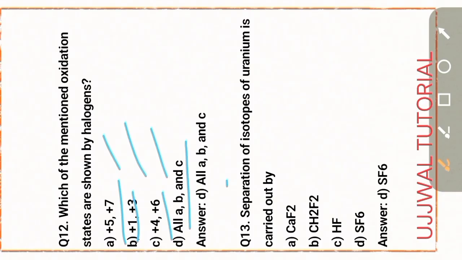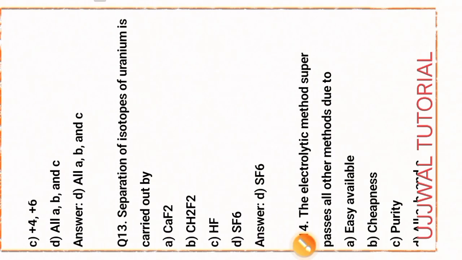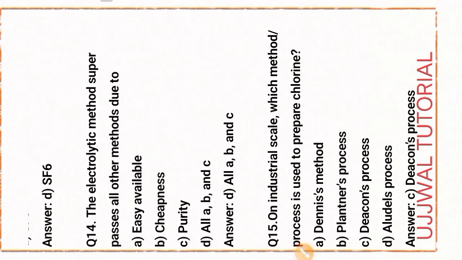Next, question number 13: separation of isotopes of uranium is carried out by sulfur hexafluoride, SF6. Option D is the right answer. Next, question number 14.